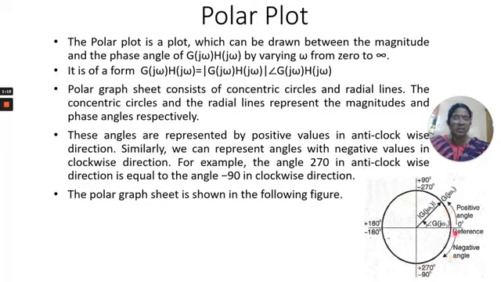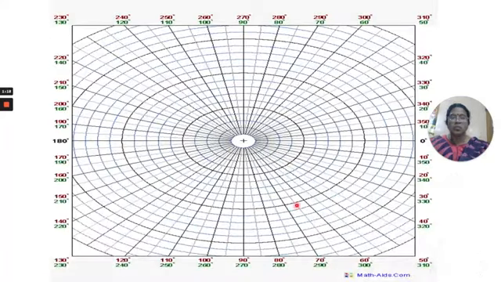So this is the polar graph sheet. As I told you, it has a large number of concentric circles. The concentric circles represent the magnitude, and these radial lines represent the angles. The angles are written here. 0 is the reference. These 10, 20, 30 are positive angles, and these 10, 20, 30, 40 are negative angles. When we go in the clockwise direction, the angles are negative. Magnitude is marked on the circles.